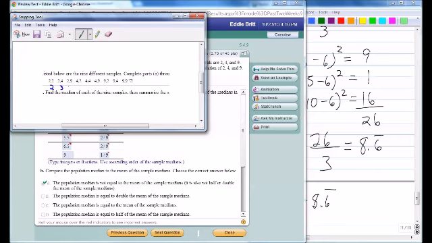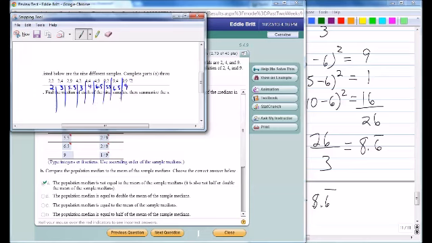11 divided by 2. That's 5.5. 8 divided by 2 is 4. No, I'm sorry, that was 6 divided by 2 is 3. 8 divided by 2 is 4. 13 divided by 2, that's 6.5. And you do that for the rest. I'll just write these others down. It's going to be 9, that's going to be 5.5, and that's going to be 6.5. Alright, so these are your different medians.